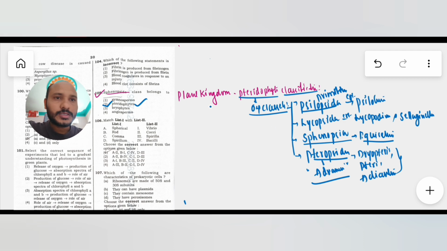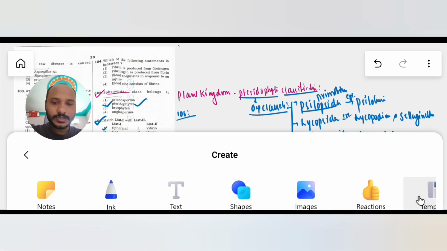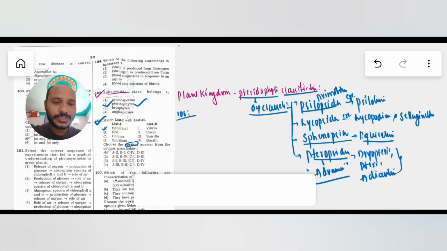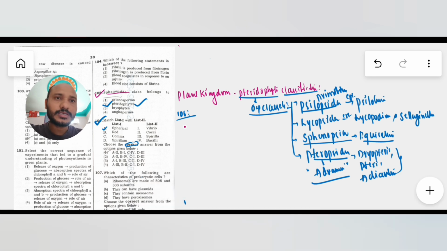Now coming to one more important MCQ, 106. Match list 1 and list 2. List 1 gives the shapes of different bacteria: spherical, rod, comma, spirillum. List 2 gives the examples. Choose the correct answer from the options given below. This 106 question comes from biological classification, especially bacterial shape. We'll discuss it in detail.